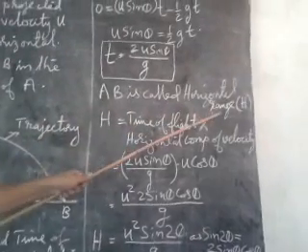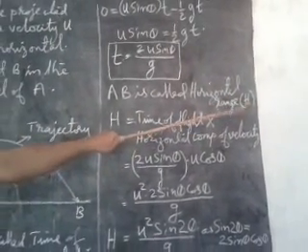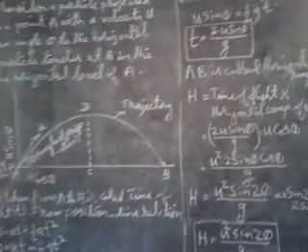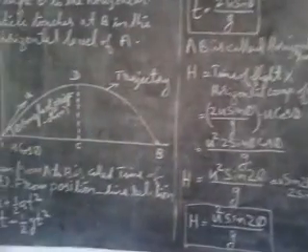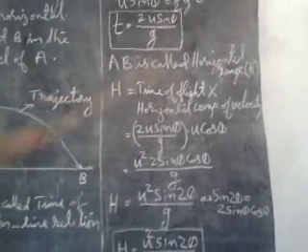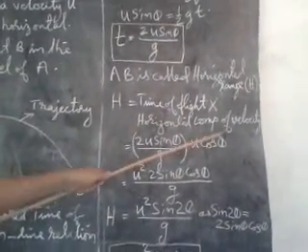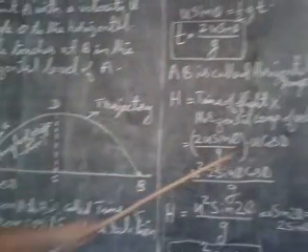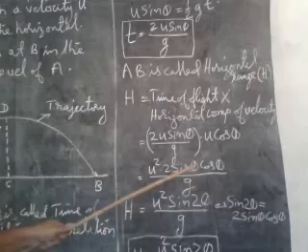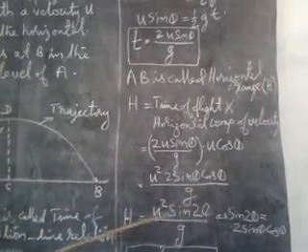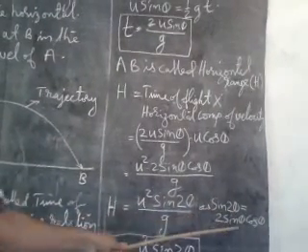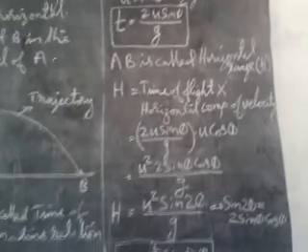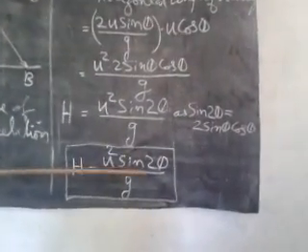Again, AB is called the horizontal range, which is denoted by R. The horizontal range AB is found by the time of flight into the horizontal component of velocity. The horizontal component of velocity equals u cos theta. So 2u sin theta by g is the time of flight, into the horizontal component of velocity u cos theta. Multiplying, you get u square 2 sin theta cos theta by g, which is u square into sin 2 theta, as sin 2 theta equals 2 sin theta cos theta. So the horizontal range can be found as u square sin 2 theta by g.